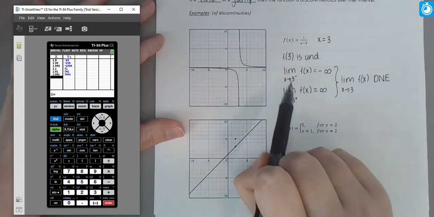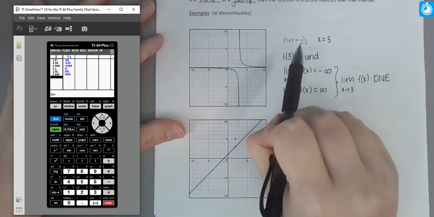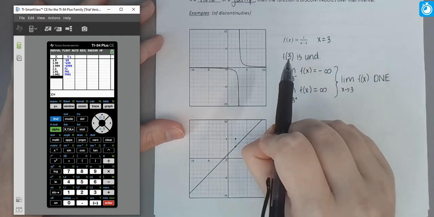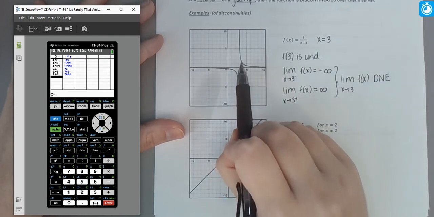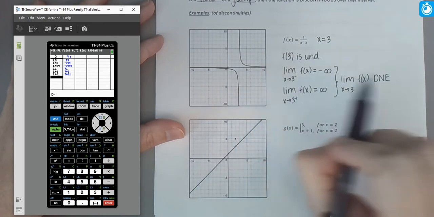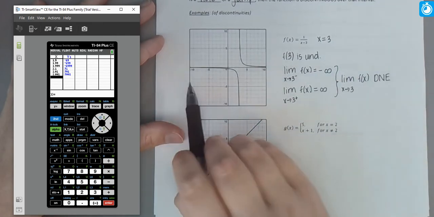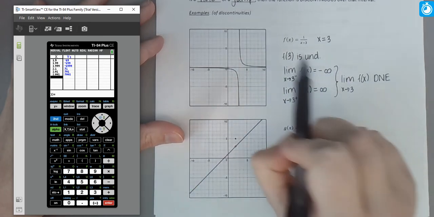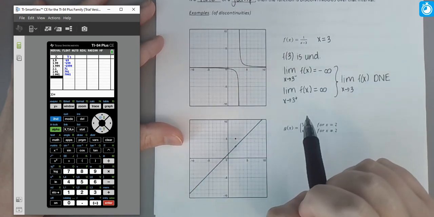So we had two issues here with this particular graph resulting from this particular function. Number one, it's undefined at a particular location, and at that same location, the limit does not exist. So we're approaching different values from the left and from the right. So two potential issues here that affect continuity.